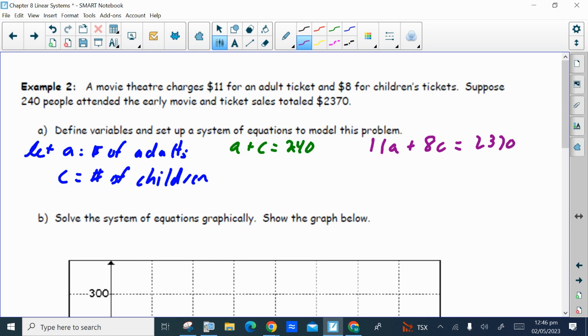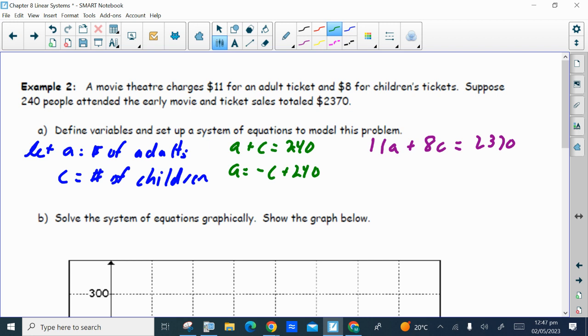There's our two equations. Now, if we're going to graph them, normally we put these in slope-intercept form. Normally that's in the form y equals mx plus b. In this case, we don't have variables x and y, we have variables a and c. So I'm just going to choose to get one of them by itself. And it doesn't matter which one you do. Let's say we get a by itself by subtracting c from both sides. So it'll be a = -c + 240.